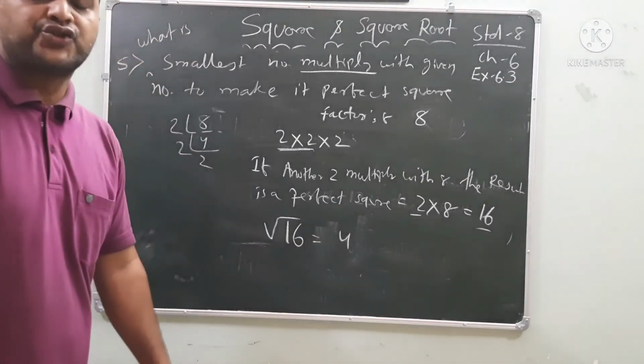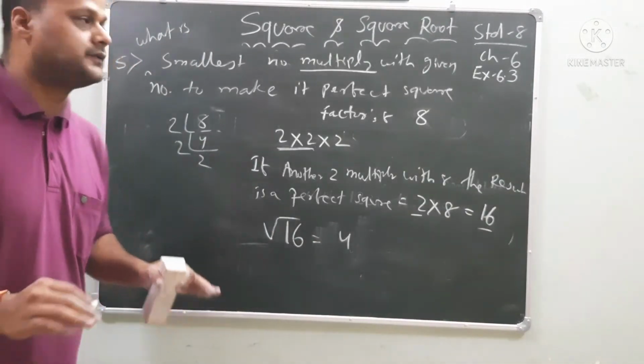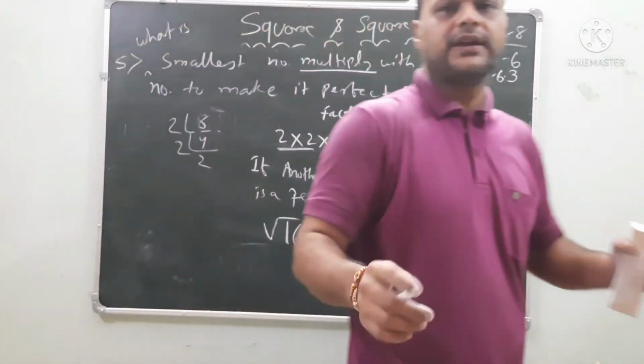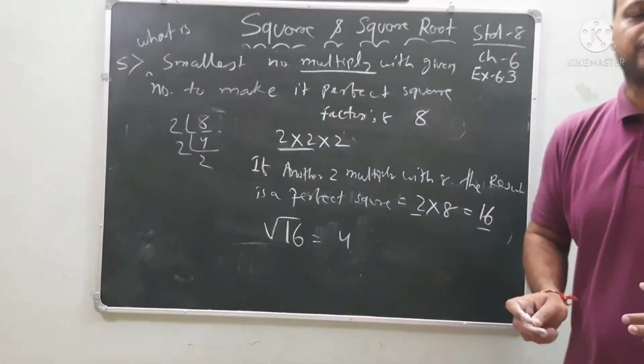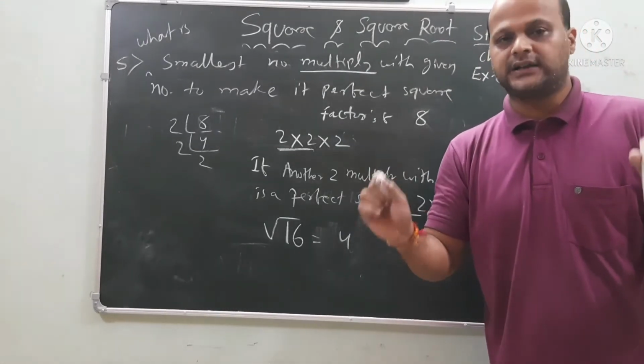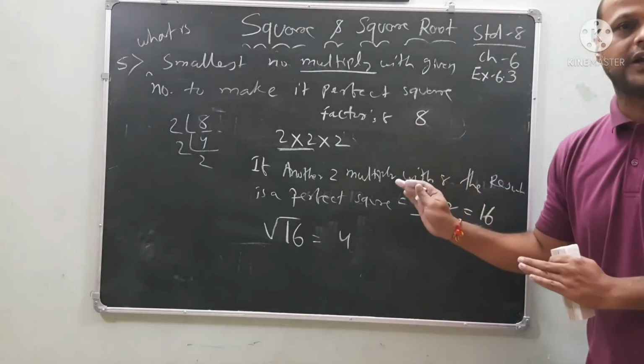This is the process to find the smallest multiplier of any number to make it a perfect square, my dear friends. Remember the fundas, and you will get the answer easily. Understood, my dear friends?